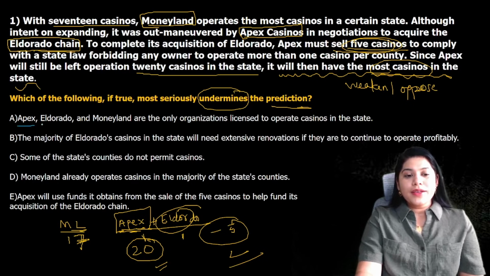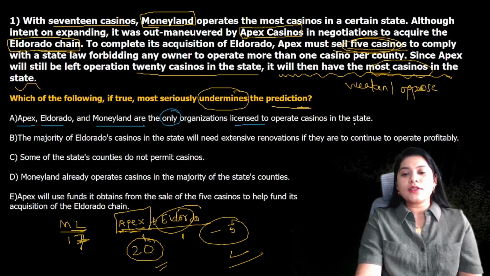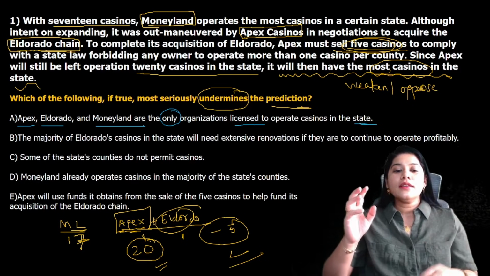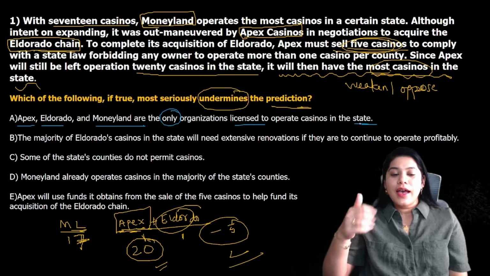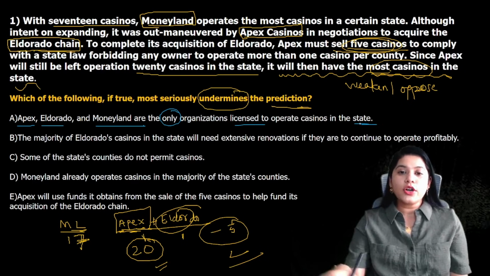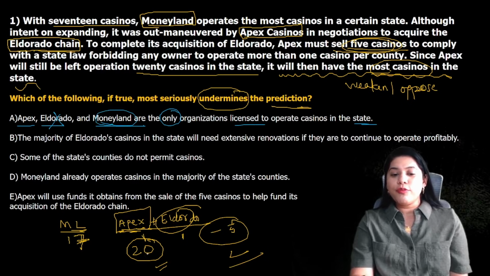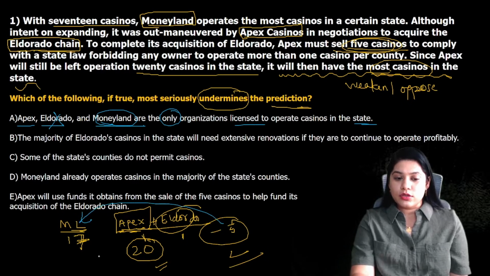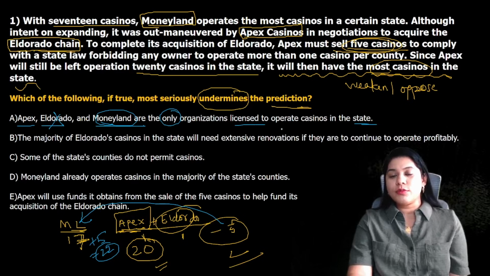Option A: Apex, Eldorado, and Moneyland are the only organizations licensed to operate casinos. In this particular state, there are only 3 players, there's no fourth player. Apex has already acquired Eldorado and it has to sell 5. Eldorado has been acquired, it's not a player anymore. Moneyland has 17. There's no fourth player. So if Moneyland can buy these 5 casinos, it will have 22 casinos. And then we can prove that Moneyland will have the most casinos and not Apex. That's how we can weaken this prediction maybe.